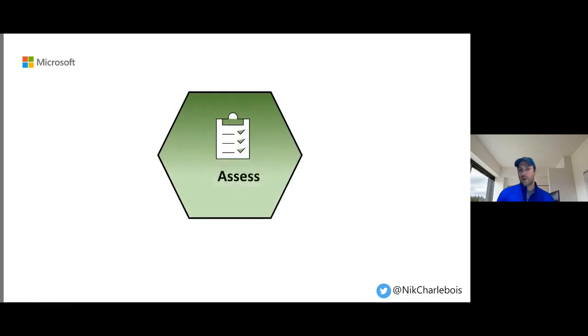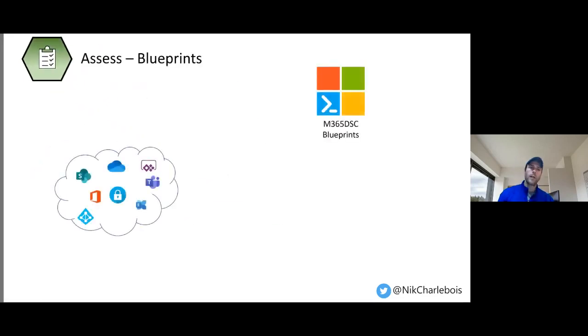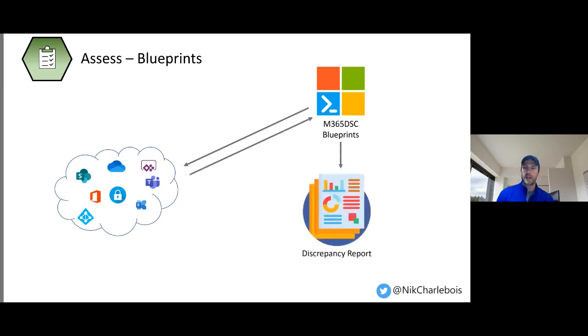So the last pillar is the assessment piece. We let you do two types of assessment. The first one is to assess against what we call a blueprint. A blueprint is a good known configuration that was vetted. Think of it as best practices. So you take the tool, you point it at a blueprint, and it will analyze your tenant. It won't deploy anything. It just analyzes how your tenant configuration matches with the best practices, and it will generate a discrepancy report.